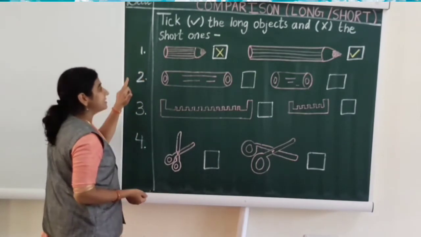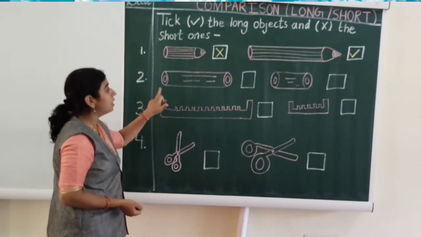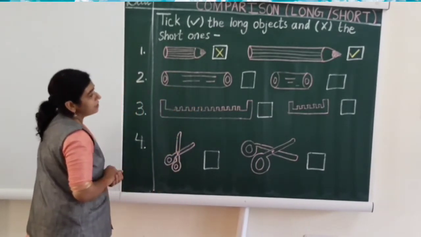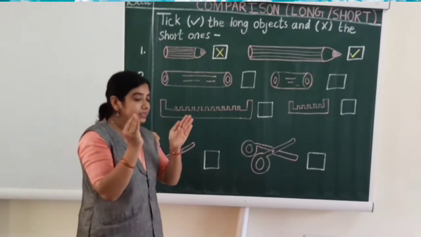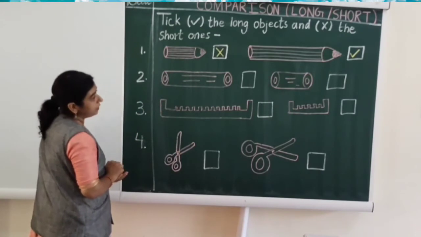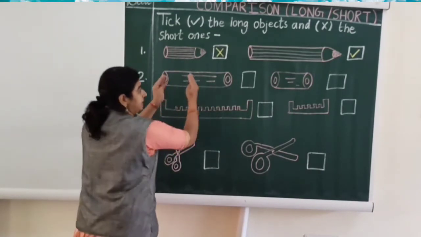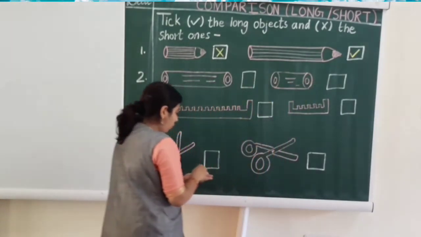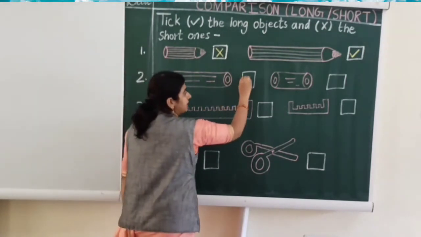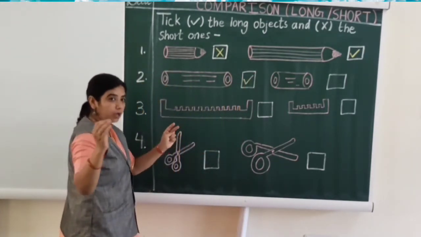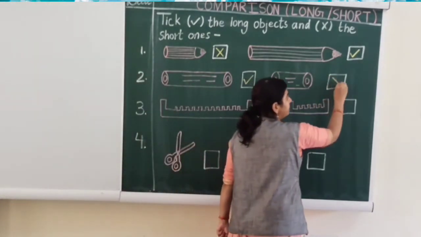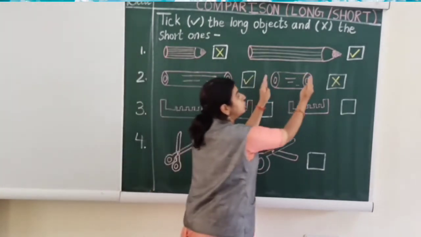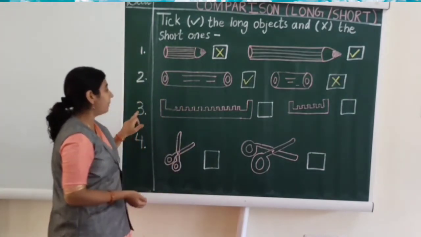Okay? Now next, number two. Number two is a log. What is this? This is a log. And which one is long and which one is short? Come on, tell me. See both the images? This is long. And what is this? This is short. So for long, we will put a tick because this is a long log. And for short, we will put a cross. Okay? Long, short.